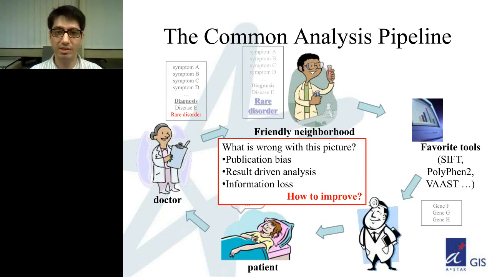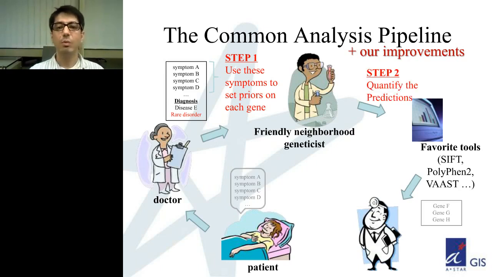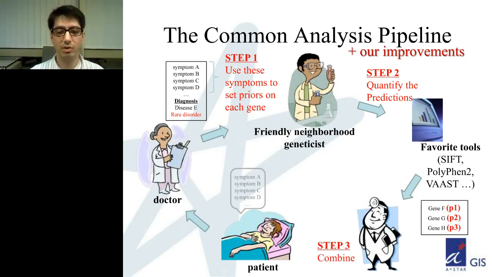It's very easy to criticize. It's more fun to come up with a solution, which is what we are aiming to do in Phen-Gen. In Phen-Gen, we improve this analysis by first using the patient's symptoms to define a prior probability of involvement of each gene with this set of symptoms. Second, we quantify commonly used deleteriousness predictors. So for example, if SIFT assigns a particular score to a mutation and Polyphen assigns a particular posterior probability, what is the probability of this particular mutation being damaging? And then we combine these two predictions in a unifying framework.